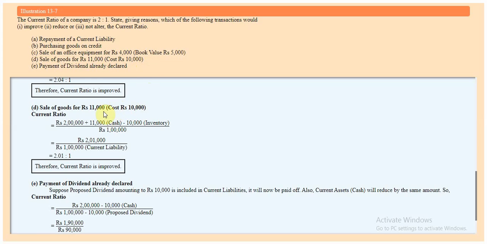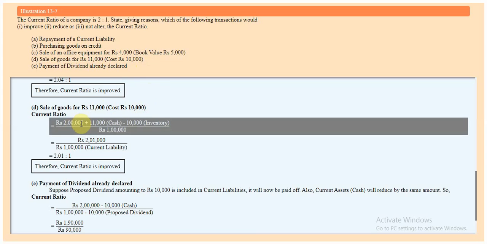What is the net increase? 10,000 worth of goods is sold for 11,000. So the net increase will be 1,000 rupees, which will be added to current assets. That is what is explained here. 2,000 rupees is the current assets that we previously had, and then 11,000 rupees will get added to current assets because cash is added, and then inventory gets reduced by 10,000 rupees divided by current liabilities.